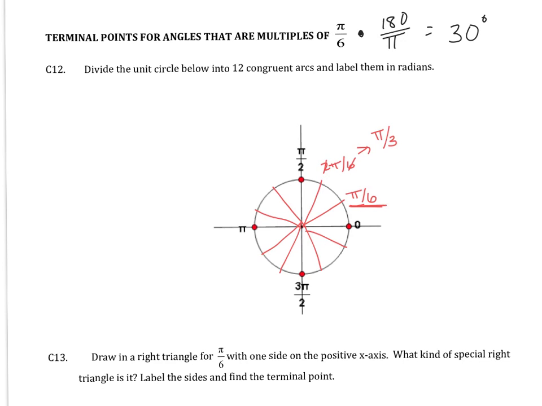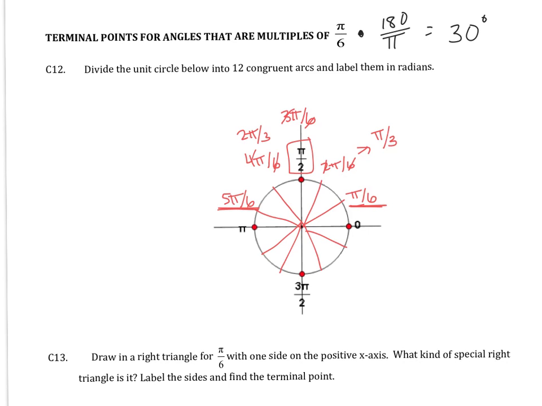If I go another pi over 6, I get to 3 pi over 6, which reduces down to pi over 2. That's a value I also know. And then 4 pi over 6. Oh, look what's going to happen. That's going to go down to 2 pi over 3, which, again, I don't need to worry about because we just did that. And this is 5 pi over 6. Okay, that one's important.